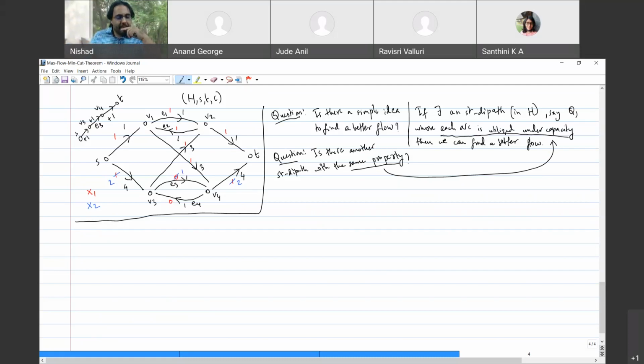Okay. So in fact, such a dipath does not exist in this example. But it turns out that does not mean that this is a maximum flow. You can actually get a better flow. So the answer to this is no. There is no such dipath in this particular directed graph with these new x values. However, that being said, we can still find a better flow.